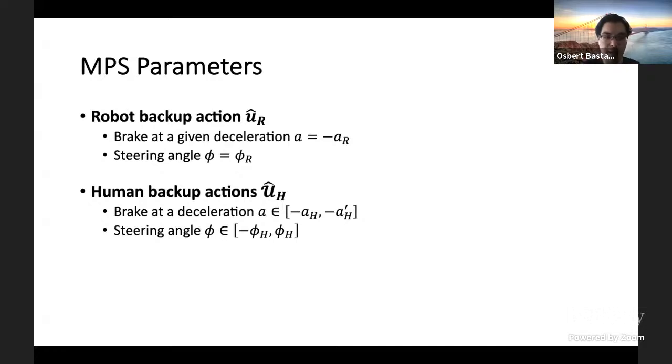The other thing we need to specify is the human backup action set, U hat H. It's going to be very similar, except we give the human some leeway. So there's a range of possible deceleration rates they can apply, and there's also a range of steering angles that they can take. And this forms the set of possible actions.